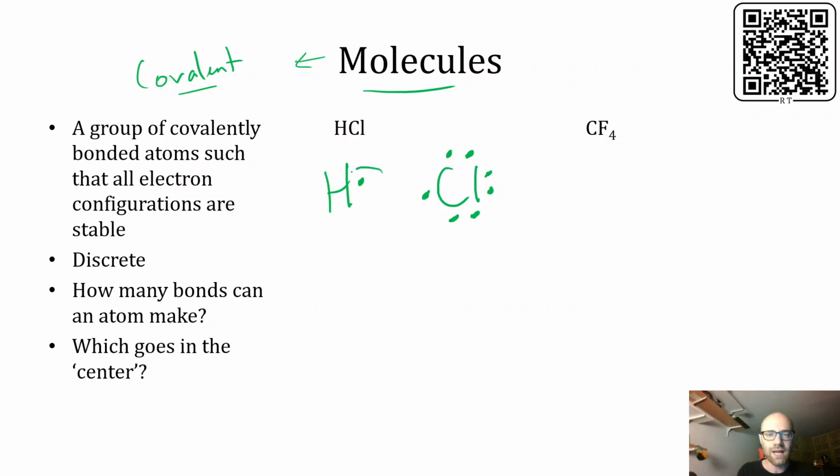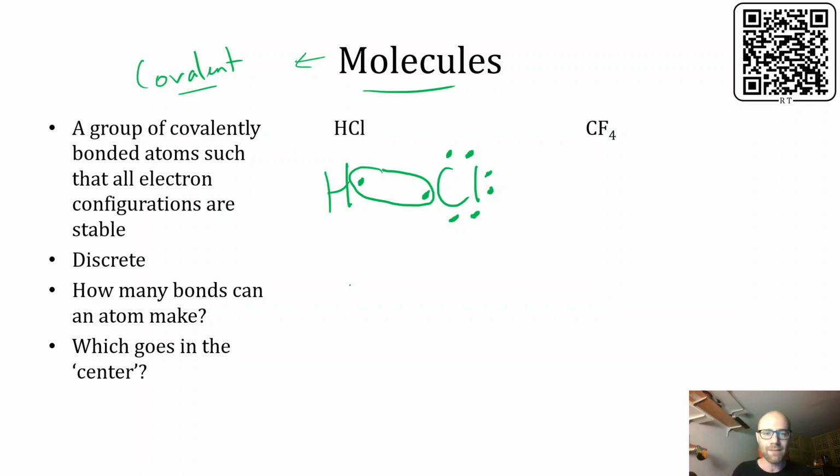And then I circle any unpaired electrons between 2 atoms to make a shared pair. After that, I take a look, does everyone have the right number of electrons? Well, the hydrogen now has 2 associated with it. The chlorine now has 8. Those are both good numbers for those elements.